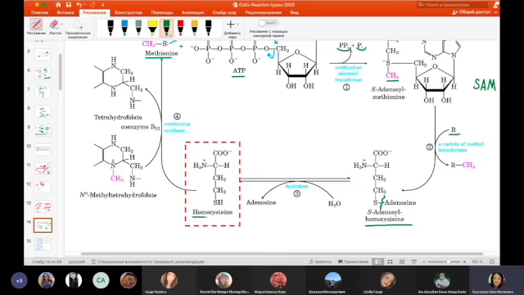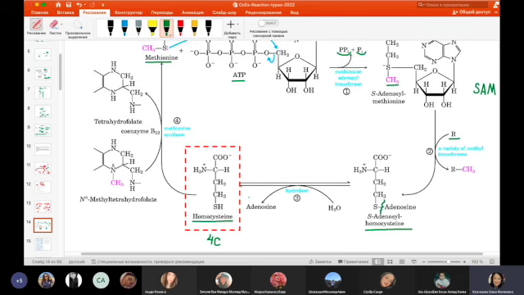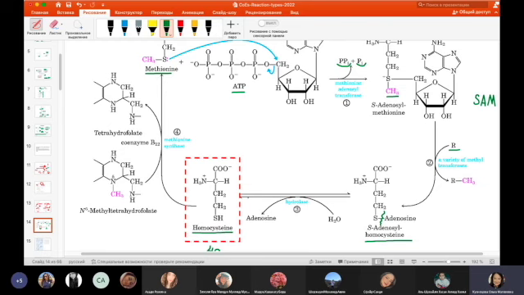This molecule is called homocysteine. Please don't confuse the structures of cysteine and homocysteine. Cysteine has 3 carbons in the structure. Homocysteine has 4 carbons. Both cysteine and homocysteine have an SH group. The difference is the quantity of carbons. Please don't mix the 2 structures.